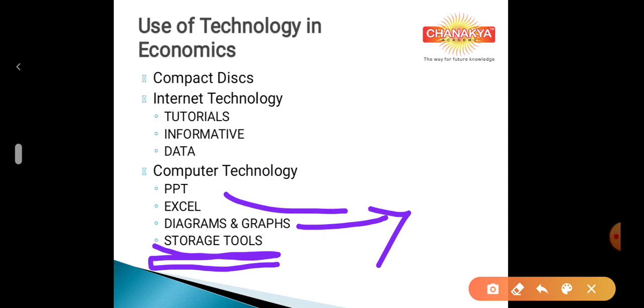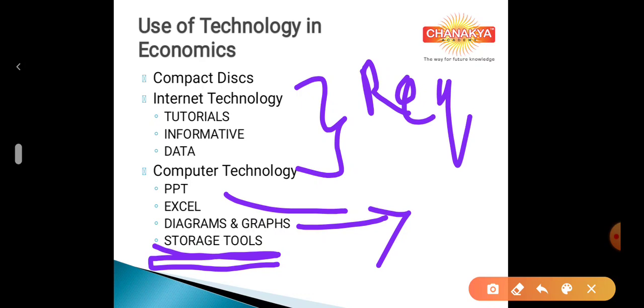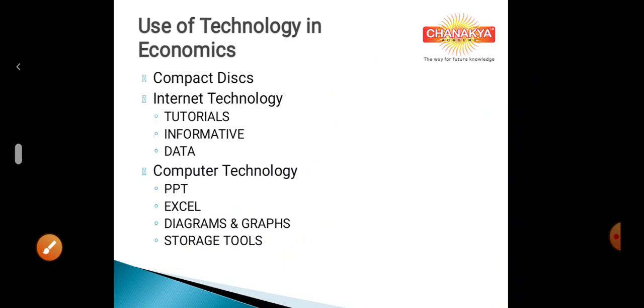Internet technologies, the technology that provides you all the required information online. And CD that is used as a medium of storage. Let us have a look at all these different technologies in a bit more detail, starting right from the computer technologies.